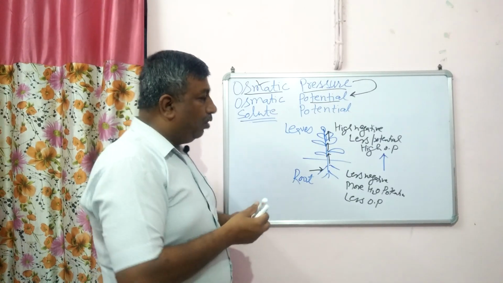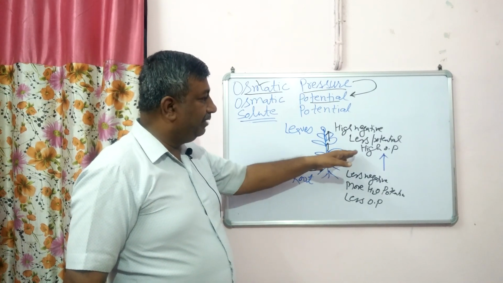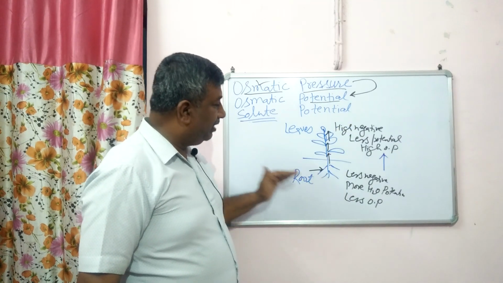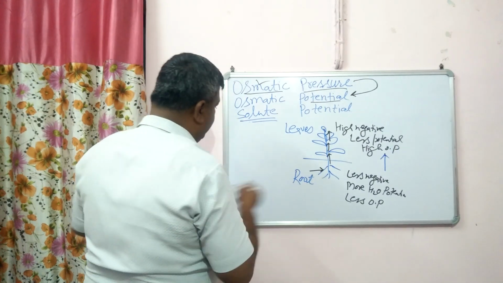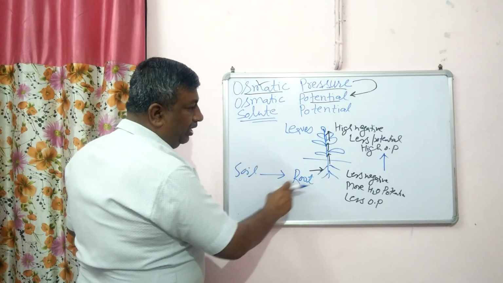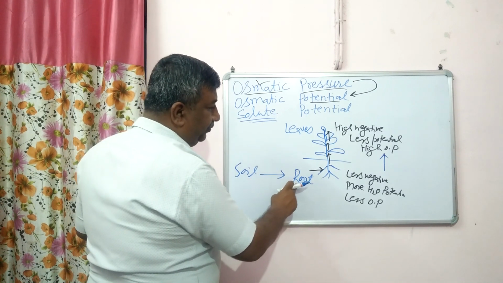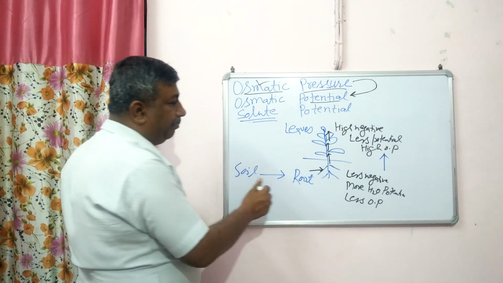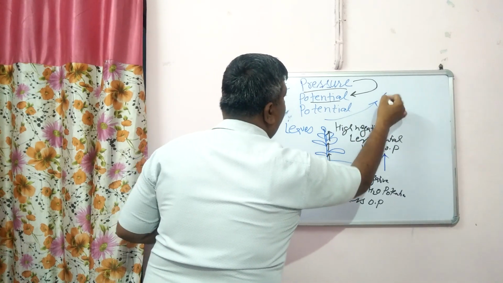So in roots, osmotic potential is less, water potential is more, less negative, while in leaves there is high osmotic potential, less water potential, and high negative water potential. That's why water moves from root to leaves. Similarly, it moves from soil to roots. The soil is further less negative compared to the root, with more water potential and less osmotic potential than the root.